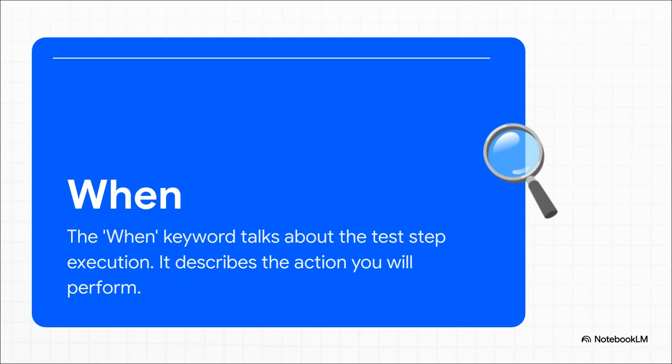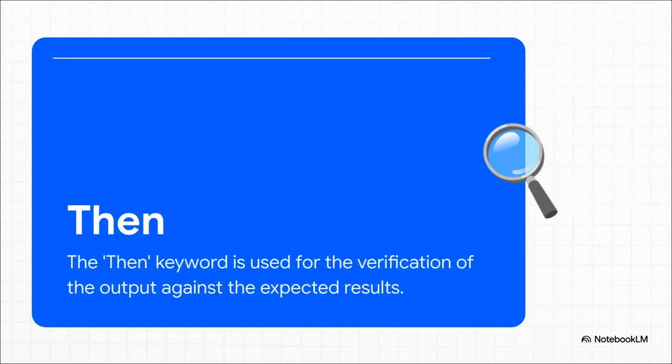Next up is when. This is the action. It's the one specific thing that happens, the interaction that we actually want to test. For example, when the user enters their username and password, this is the step that should trigger some kind of change in the system.